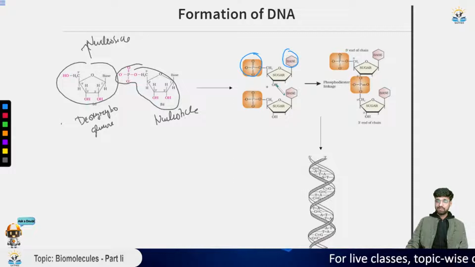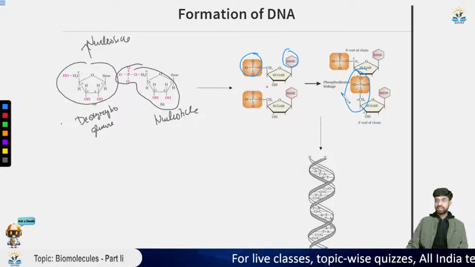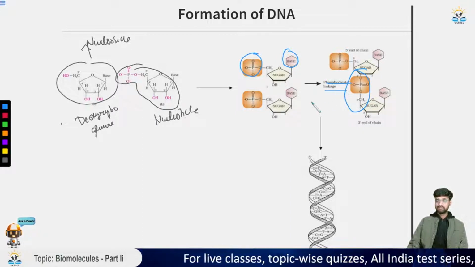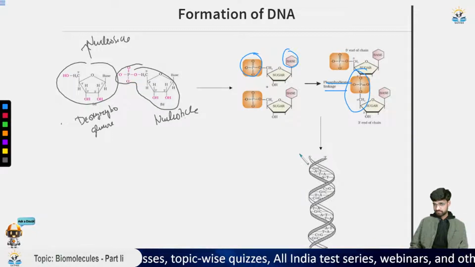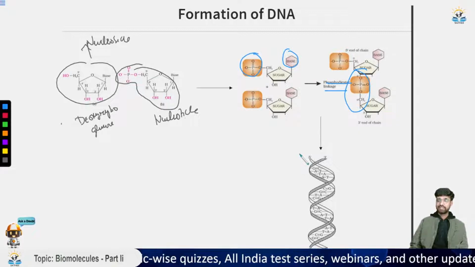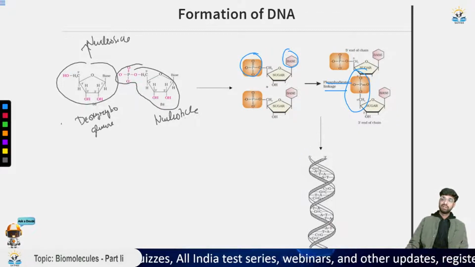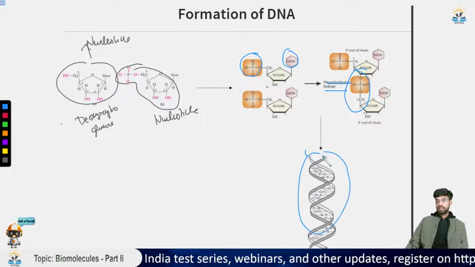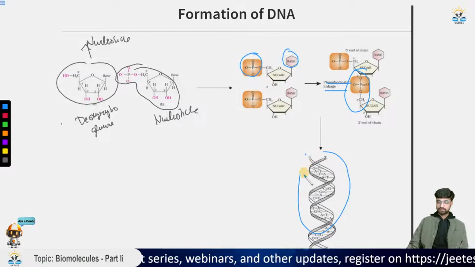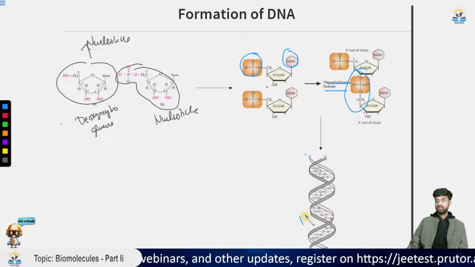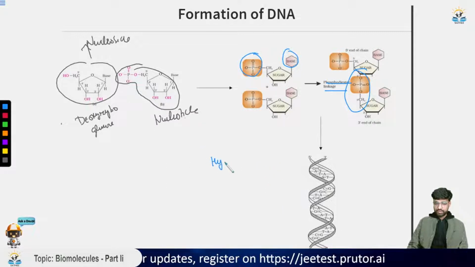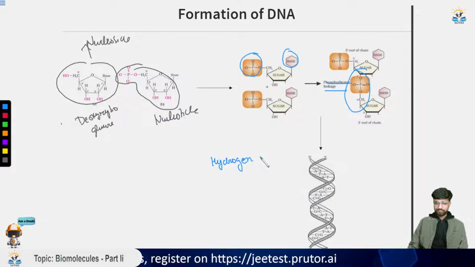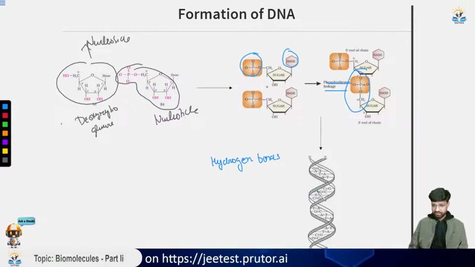Now, two nucleotides will link through the 3-5 glycosidic linkage, or phosphodiester linkage. It will form a phosphodiester bond here, and again this linear chain will go on and on to give our double helical structure. Both strands here are held together by hydrogen bonds. So some of the important points: the two strands are held together by hydrogen bonds. Which kind of hydrogen bond?